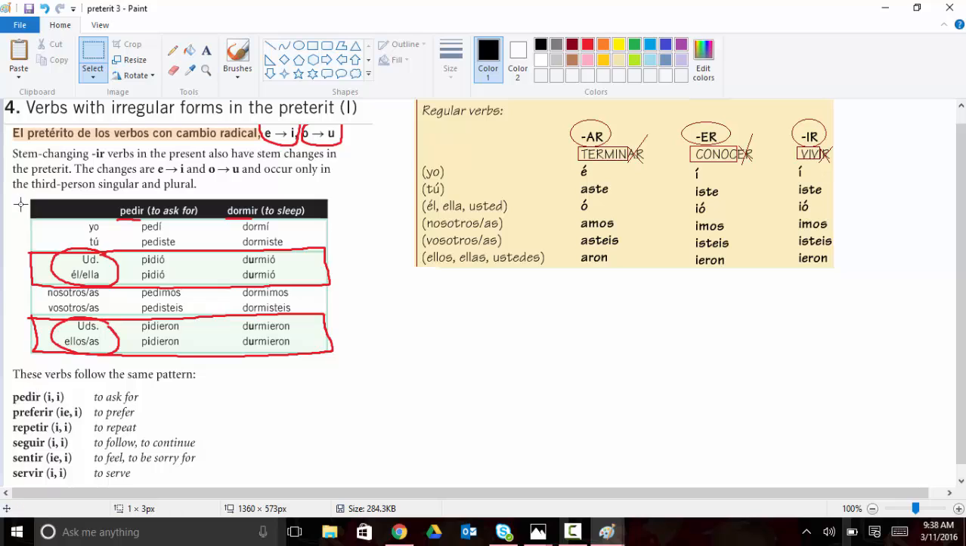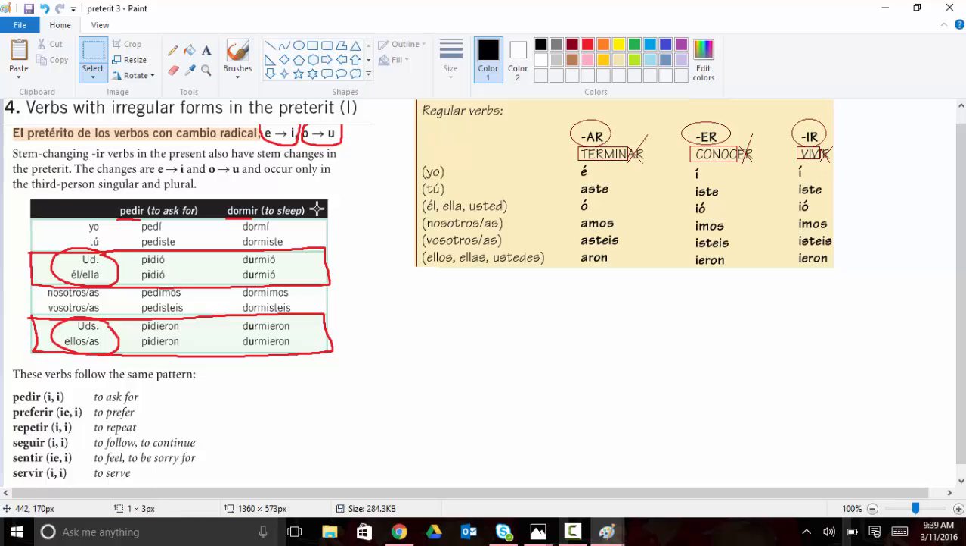For example, pedir is an IR verb, so I'm supposed to add these endings to it. If I did not add those endings to it, then that would make it an irregular verb. Or I change the stem. The stem for pedir is PED, so if I don't have PED as my stem, then it's considered irregular.